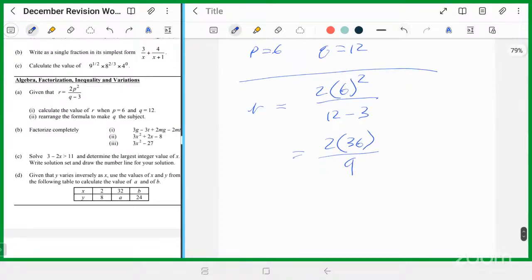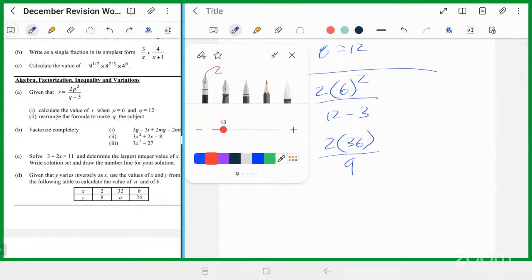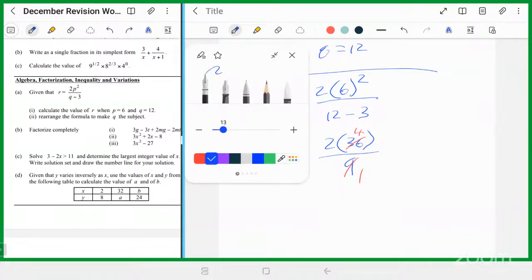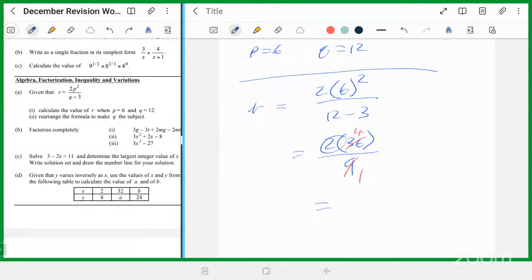We can also do some simple division here. So 9 into 36 is 4 times, and 9 into 9 is 1 time, right? So that becomes 2 times 4 is 8, over 1, is 8. And that is it. Simple as that. Next one says we have to rearrange to make Q the subject.